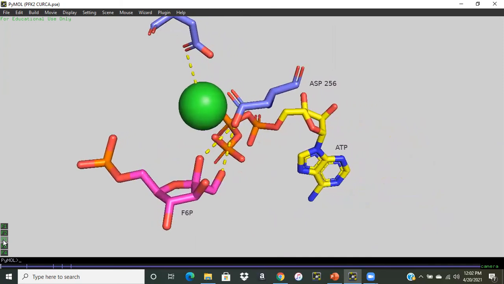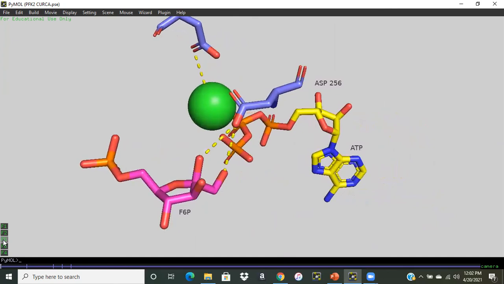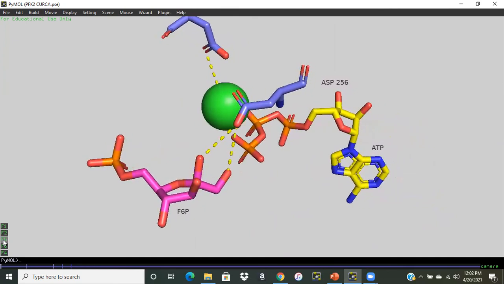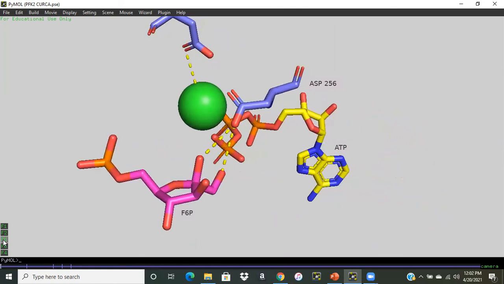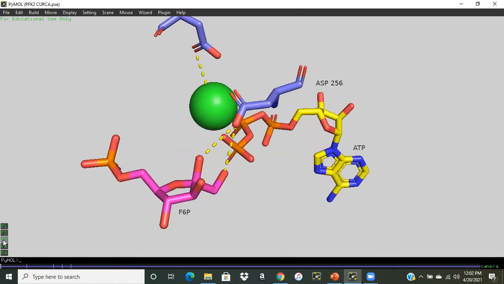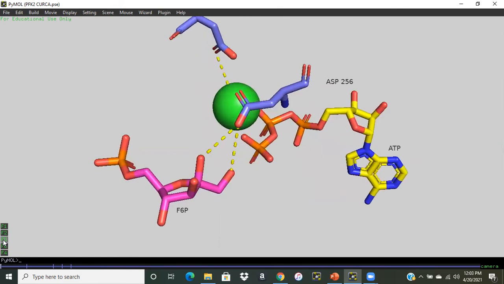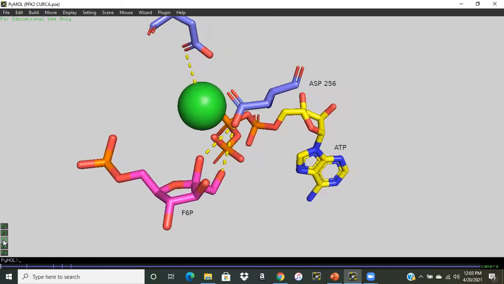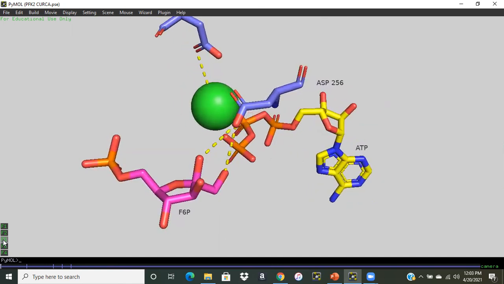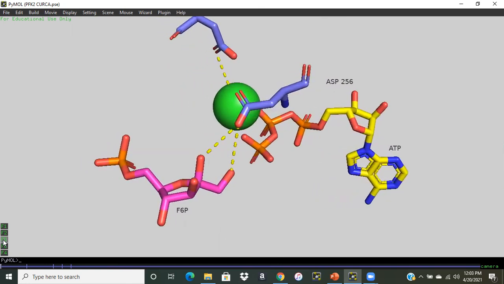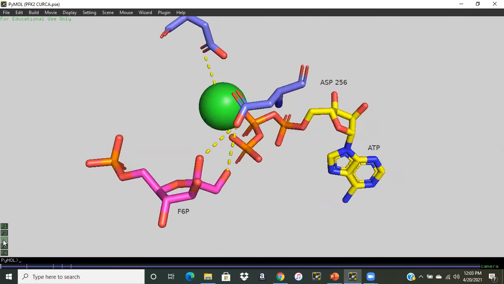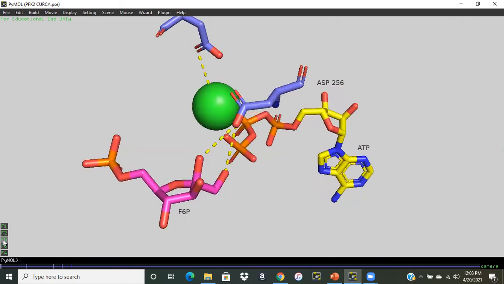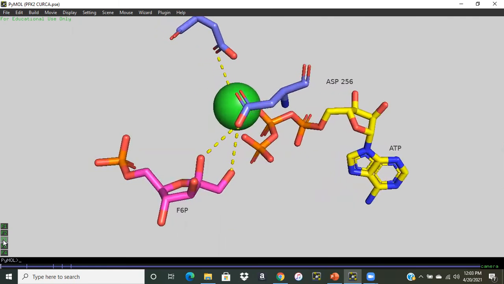When the aspartate 256 breaks the OH bonds, this helps the F6P accept the phosphate group from the ATP and then create the product. And while this product isn't shown within the active site, what will occur is since aspartate 256 broke the OH bonds, one of the ATP molecules will donate one of its phosphate groups to F6P.